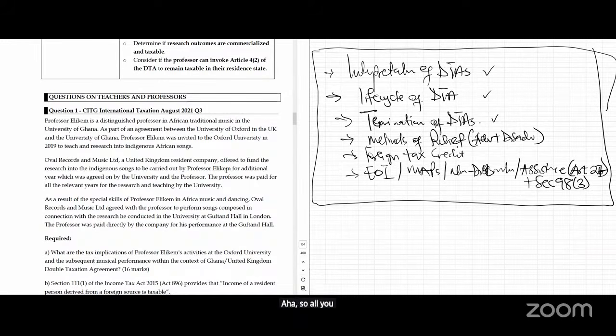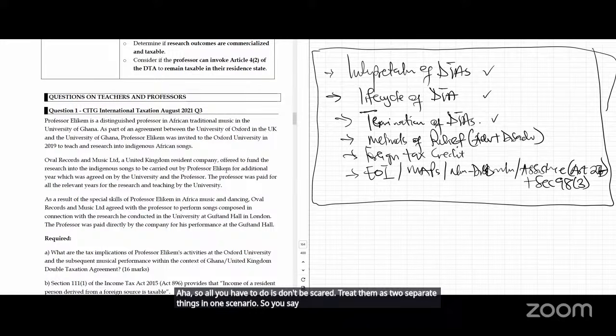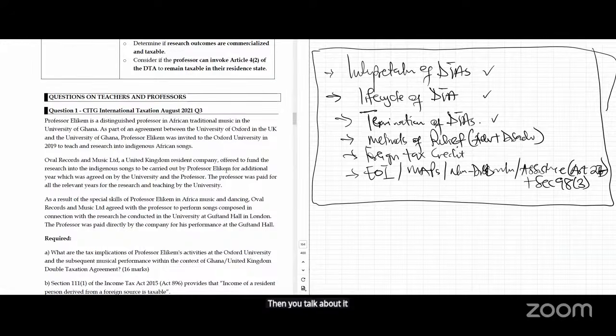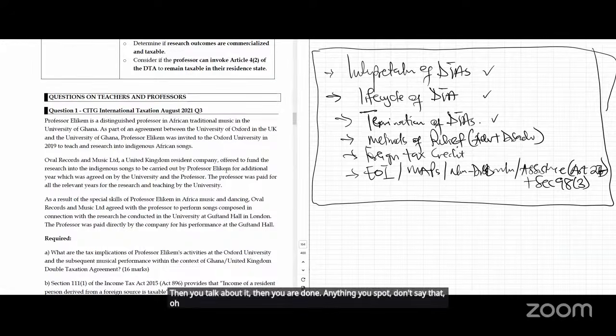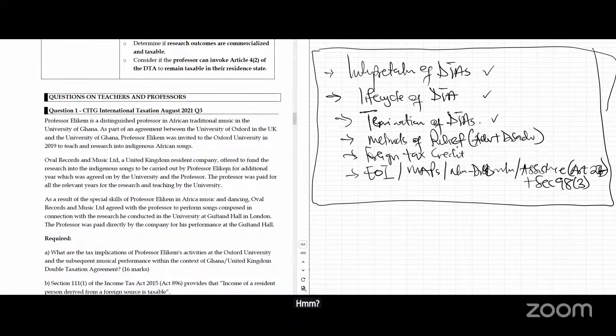So all you have to do is don't be scared. Treat them as two separate things in one scenario. You say artists and sportsmen, Article 17, then you talk about it. Then you say teachers, then you talk about it. Then you conclude and give residence, then you talk about it, then you are done. Anything you think is necessary for the case, you underline. That's how we pass. Don't assume the examiner knows that you know residence is part. Write it, because I don't know unless you prove it to me. You understand?